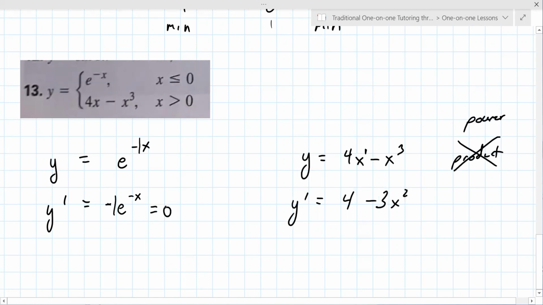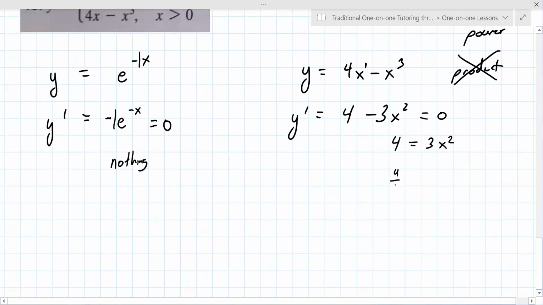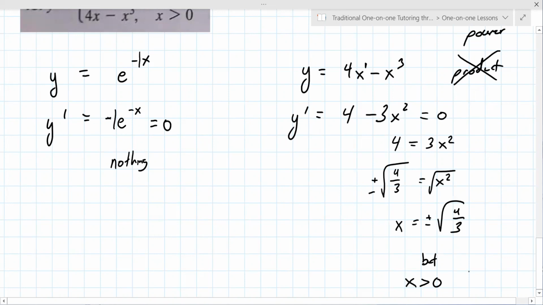Okay, so you set this equal to 0, and I mentioned before e is not equal to 0 anywhere. So this contributes nothing. This does not, but this does. This you can set equal to 0. So you have 4 equals 3x squared. You divide both sides by 3. Take a square root of both sides, it's plus or minus. So you have x is plus or minus square root of 4/3. But this one is only good for x greater than 0. So you exclude the negative square root 4/3.